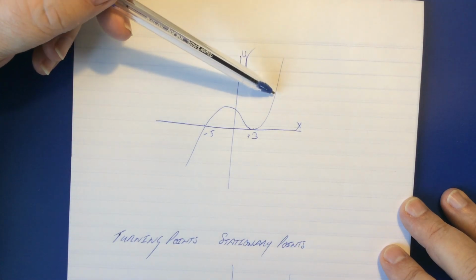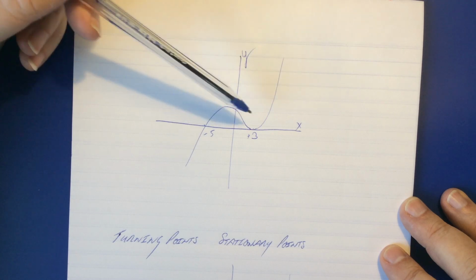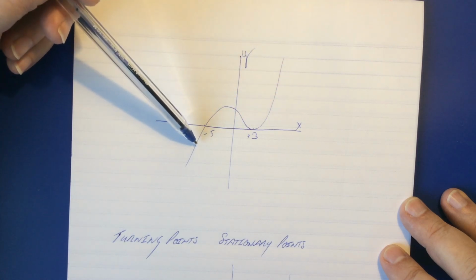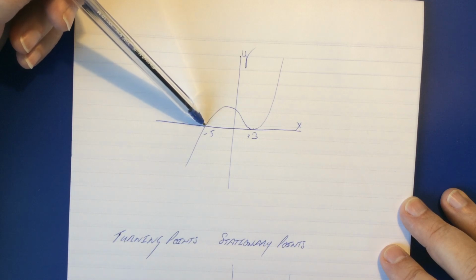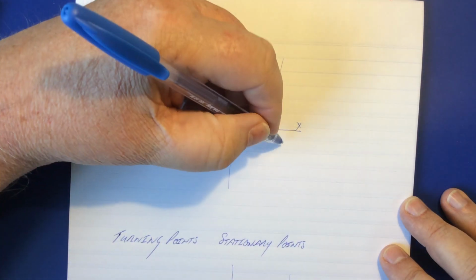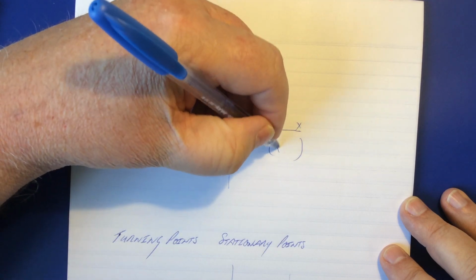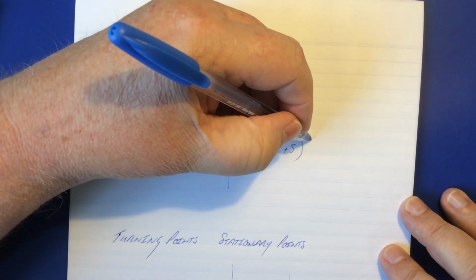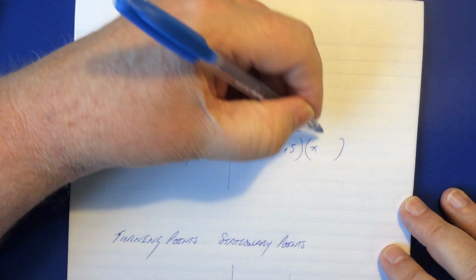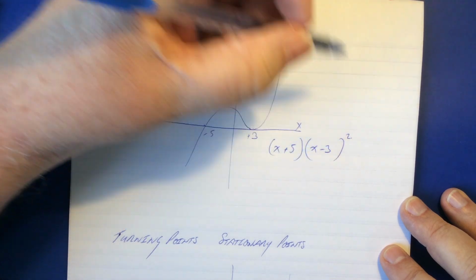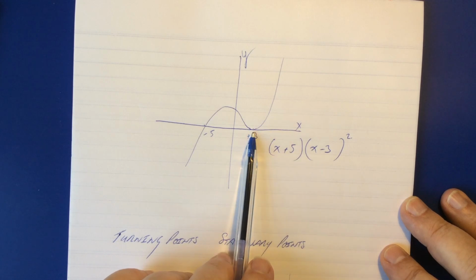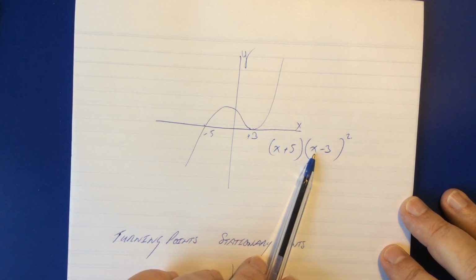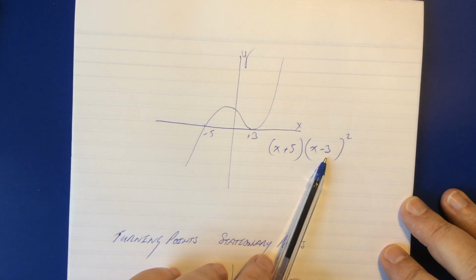There will be a video in the series where I deal with a cubic that looks like this. But the factors of this will be x plus 5, x minus 3 squared. Where this cubic just touches the x-axis, we're dealing with a perfect square as one of the factors.